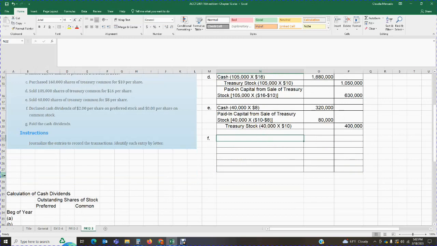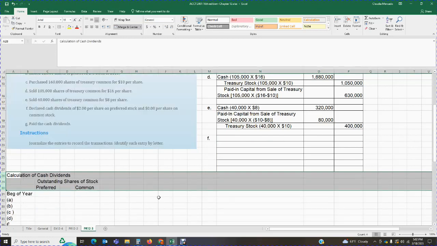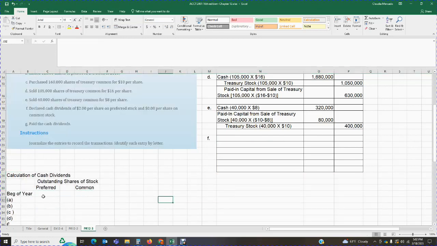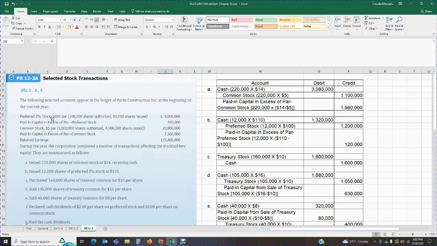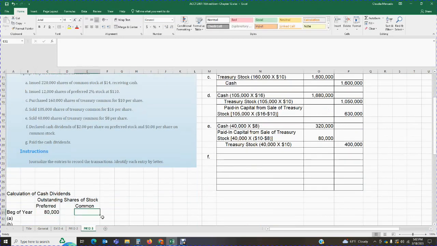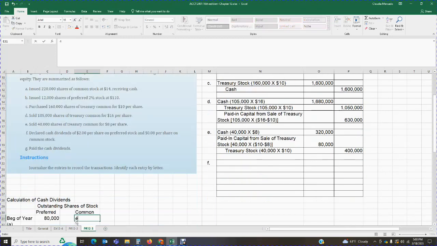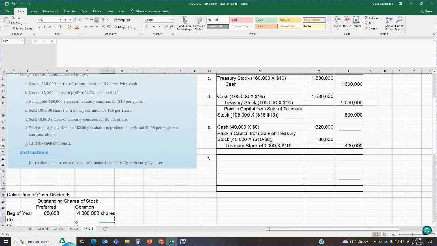Let me move this up a little. At the beginning of the year, let's look up here. We had 80,000 shares of preferred outstanding, so I'm going to put 80,000 shares of preferred. And for common, we had 4 million shares issued. And these are shares.